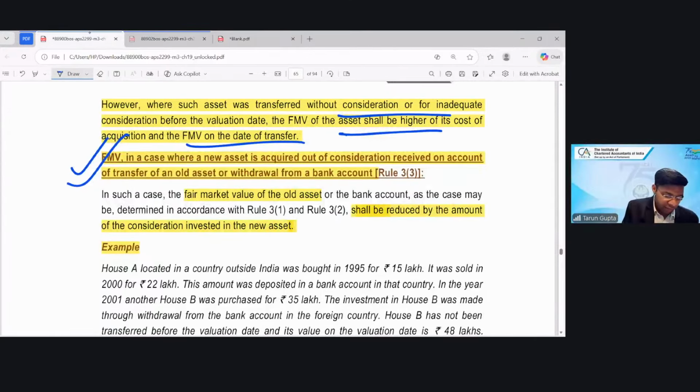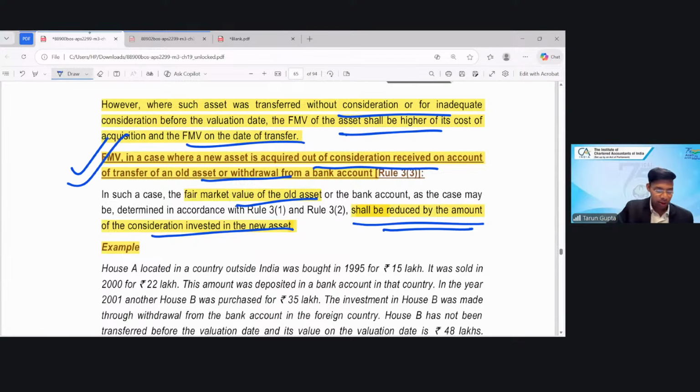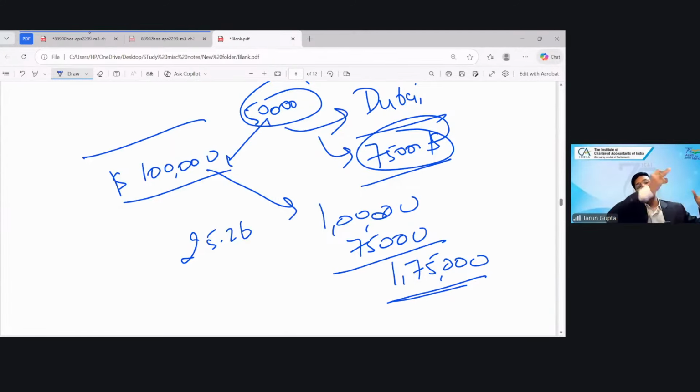In fair market value, in a case where a new asset is acquired out of consideration received on account of transfer of old asset or withdrawal from a bank account, in such case, the fair market value of the old asset or the bank account, as the case may be, determined as above, shall be reduced by the amount of consideration invested in the new asset. So there was an old asset. I sold it and used the proceeds for a new asset. Now, when you are taxing me, you cannot tax both. You will ignore the old asset and you only tax the new asset.